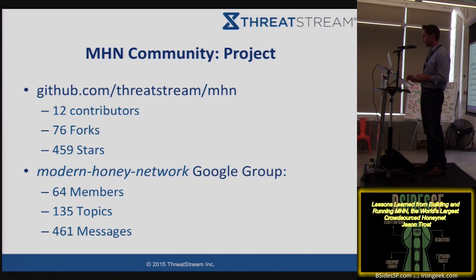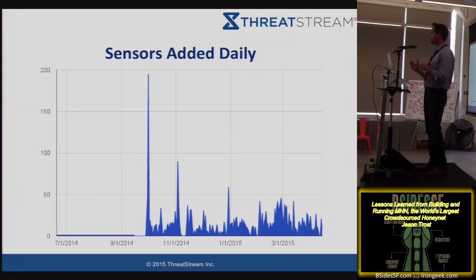This slide shows the growth of sensors over time. This is the number of sensors added per day. That huge spike is kind of interesting. Before the huge spike, it was relatively flat and actually very low, like only 1 or 2 sensors being added per day. The time frame around that huge spike was at the end of September, early October. Does anyone have any idea what might have caused someone to deploy about 220 honeypots over the course of 2 days in that time period?